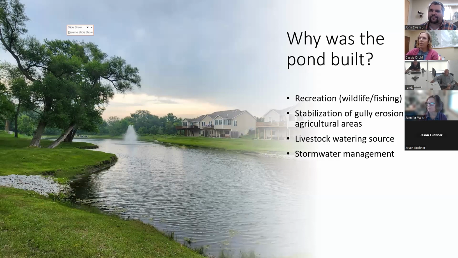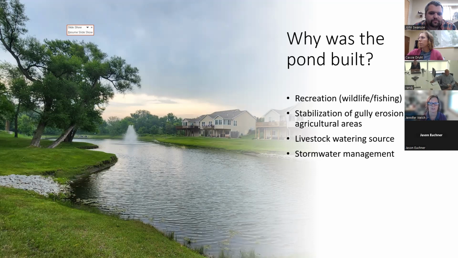Oh, that could be. Okay, so why was your pond built? Is this a recreational pond? Is it for fishing or wildlife? Perhaps the pond was built to stabilize gully erosion in agricultural areas. That's one way we did a lot of ponds in the past in agricultural areas. If you've got erosion in a gully coming out of crop fields, sometimes we would actually build a dam and flood it with water, because then that area can't erode anymore. Sometimes they're created for livestock watering sources, and sometimes they're stormwater management.